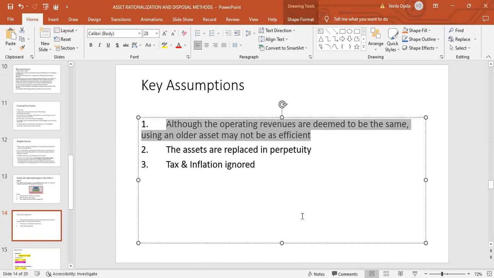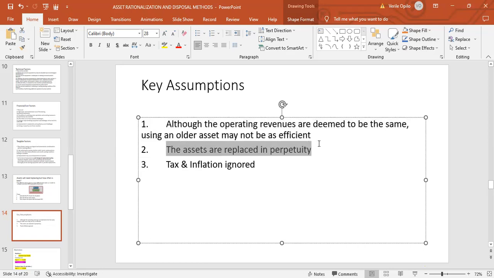You'll find that sometimes we don't find differences between the revenues you're going to get from the old asset and the new asset. Maybe the revenues are the same, and maybe the productivity level is the same. But as much as the revenues are the same, the costs associated with the older asset are going to be higher because of the maintenance costs. Then also the degree of efficiency associated with the older asset is not going to be the same compared to the new asset. So the assumption is that the operating revenues will be the same for an older asset and a newer asset, but the degree of efficiency for the older asset is not going to be the same as the one for a newer asset.